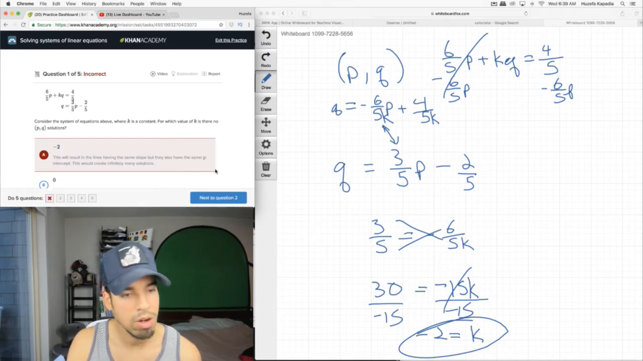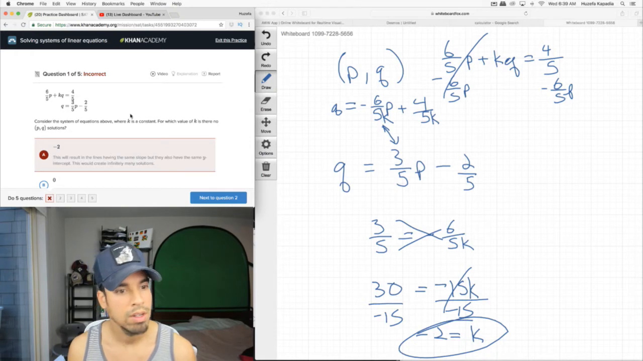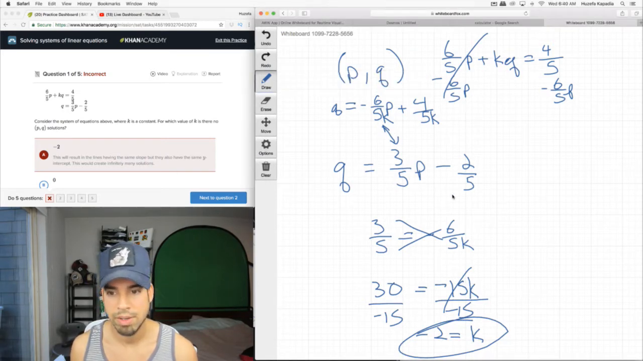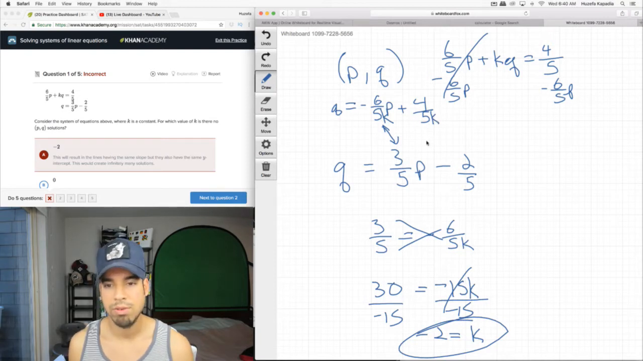Having the same slope. Oh, I didn't do it carefully enough. So no solutions. Wait, hold on. So I did need to think about the slope. All right, so before I look at the right answer, let's see if we can figure it out. So this gives us the same slope value, negative 2. For which value of k is there no solutions, no PQ solutions? So we got, if it's negative 2, because that does make it negative 4/5.